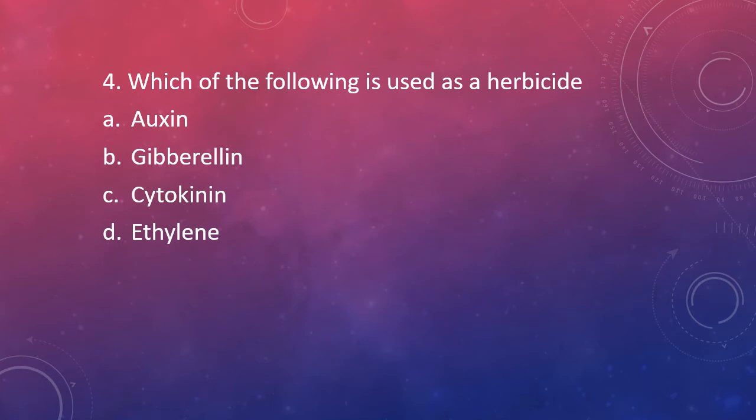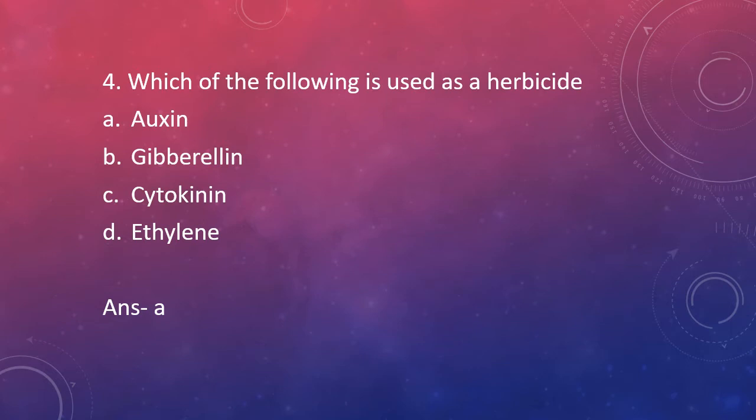Question 4. Which of the following is used as herbicide? Option A, auxin. Option B, gibberellin. Option C, cytokinin. Or option D, ethylene. Four plant hormones have been given. Which of these is used as herbicide? The correct answer is option A, auxin.